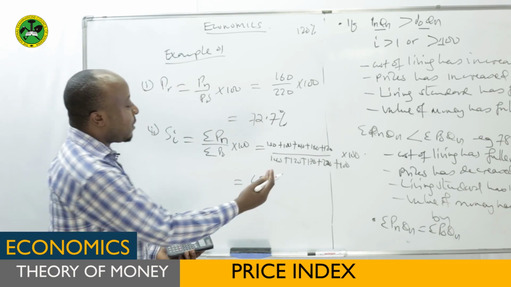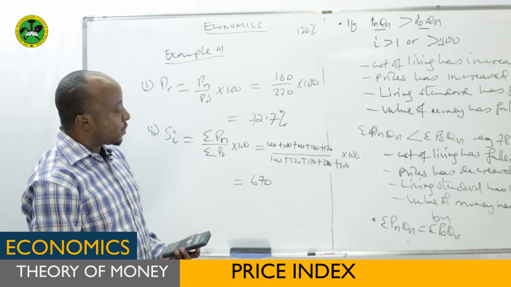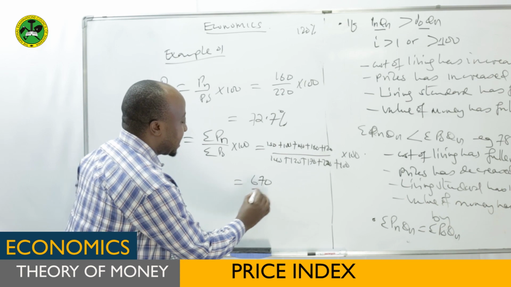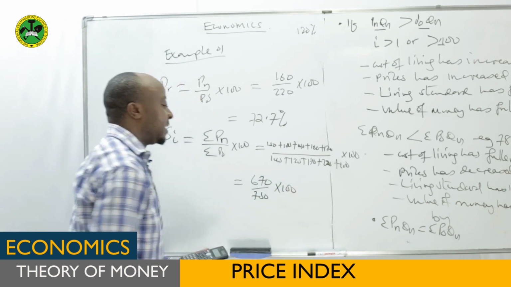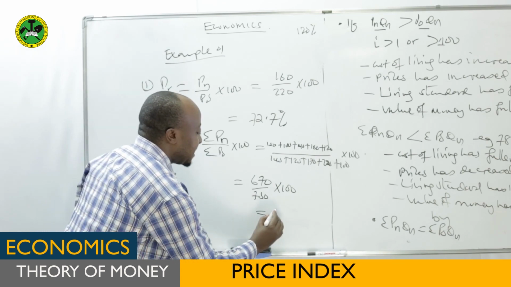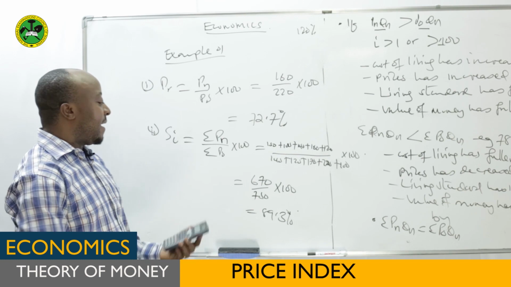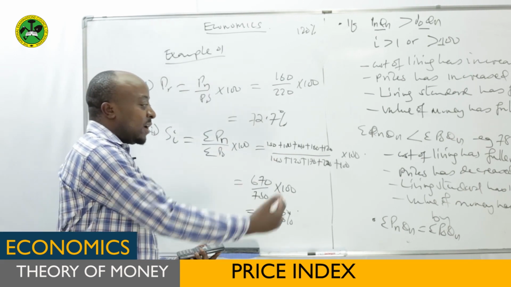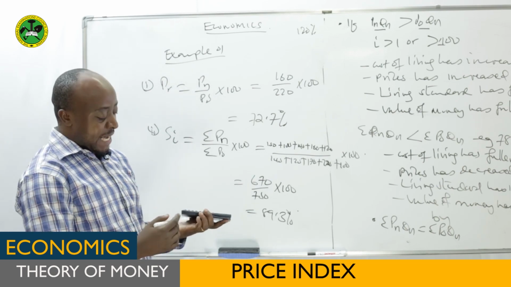670. Then this one, 140 plus 120 plus 170 plus 220 plus 100, if you add there, you get 750. Then times 100. Finally, you'll get the answer, it is 89.3%. So again, you can find here the answer is less than 100, and as we have explained how to interpret, you'll now be in a position to interpret the answer.